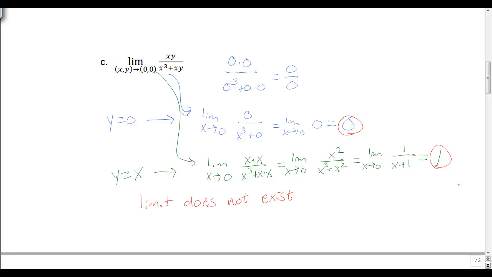If the limit existed, all paths would have to agree. Now, just because I agree along two paths, that doesn't mean the limit exists. There might be some other path I didn't think about where I'd get a different limit if I go along that path.